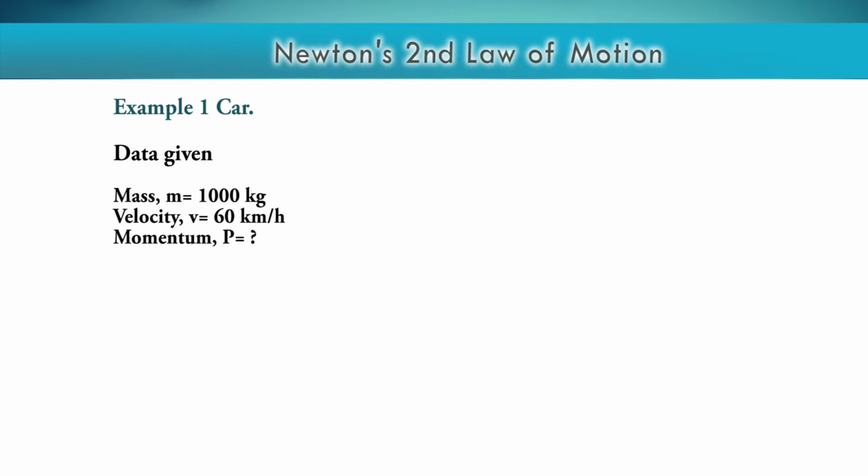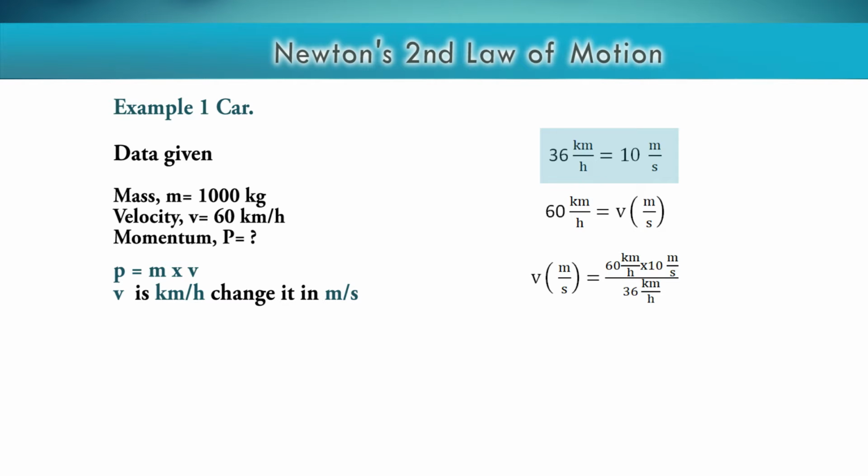To find momentum, we use the formula P equals m times v, but v is given in km per hour. To change it to meters per second, we use the relation 36 km per hour equals 10 meters per second. So the velocity in meters per second is 60 km per hour times 10 meters per second divided by 36 km per hour, which gives us approximately 16.7 meters per second. Therefore, momentum P equals 1000 times 16.7, which is 16,700 kilogram meters per second.